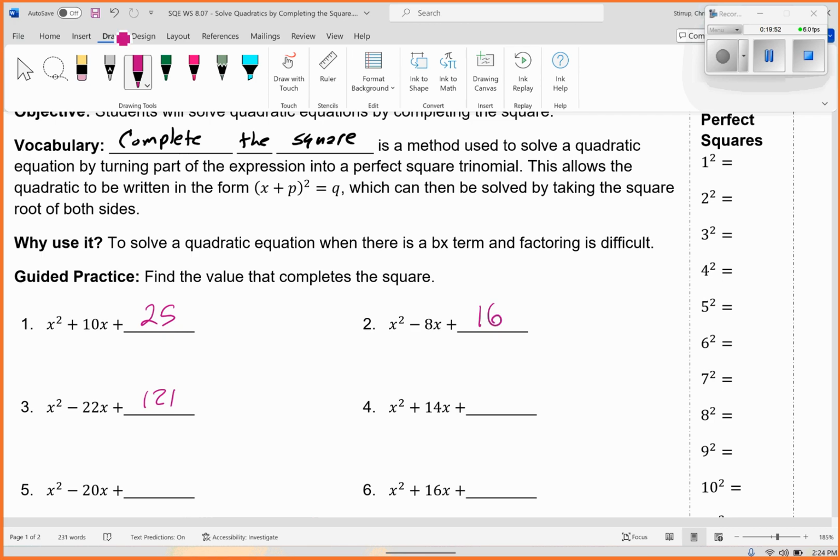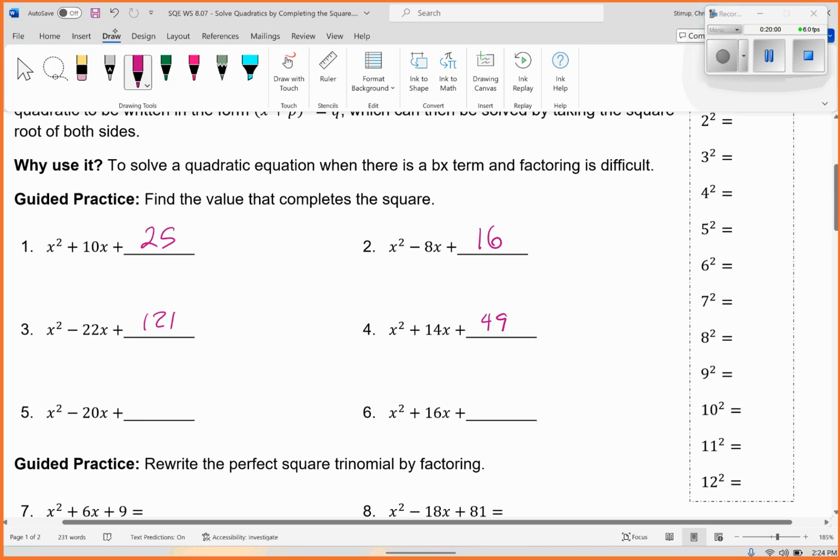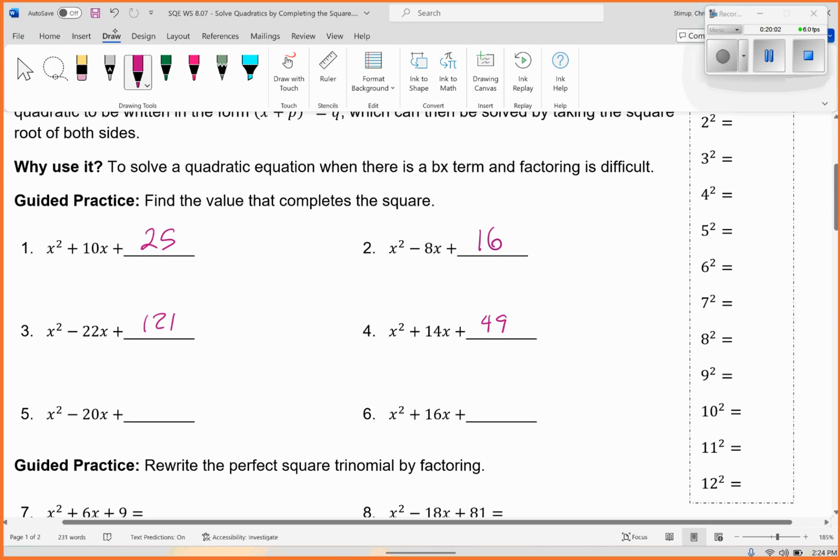I'm sorry. You're absolutely right. What's half of 14? It was going to be 7. What's 7 squared? 49. Good job, Sean. What is half of 20? What's 10 squared? What's half of 16? What's 8 squared?